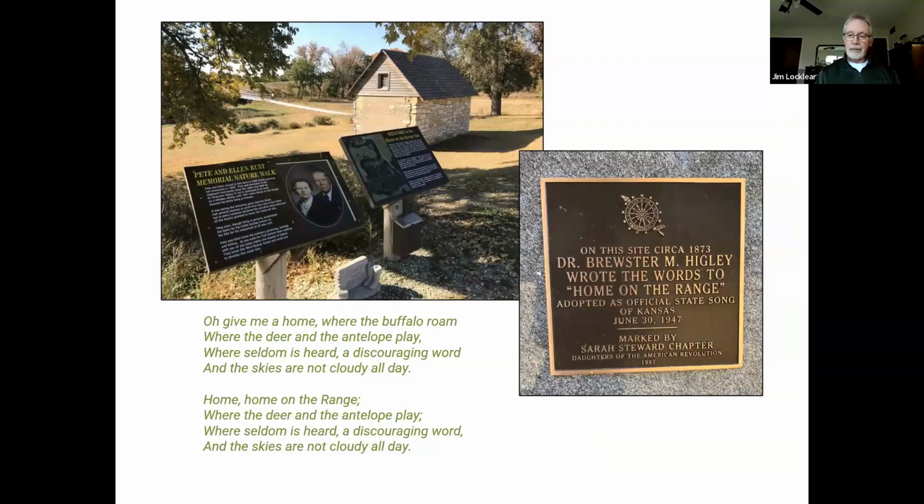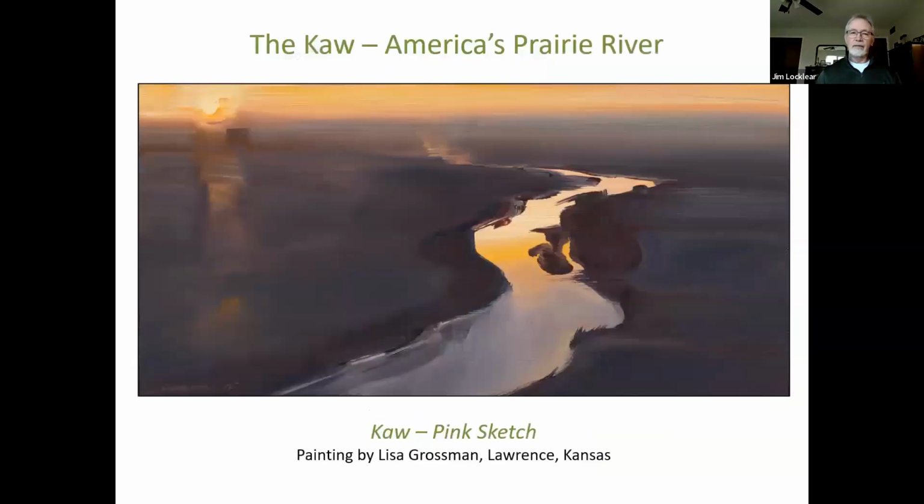And I think this is appropriate because I have decided to declare the Kaw to be America's prairie river. And I think you'll see that as we go a little further into this talk. But it really is the river of the range, and it's appropriate that Home on the Range was written within its embrace. As we said before, the Kaw is the only major tributary of the Missouri River to arise solely on the plains and not in the mountains.